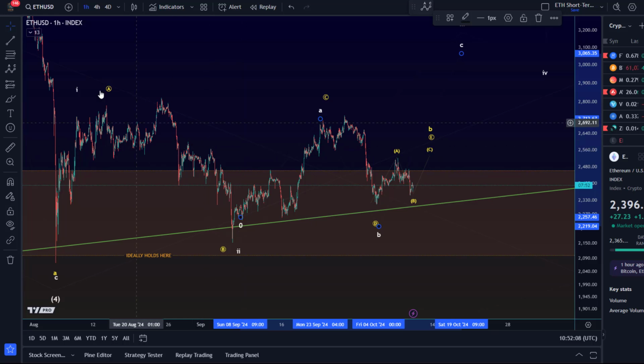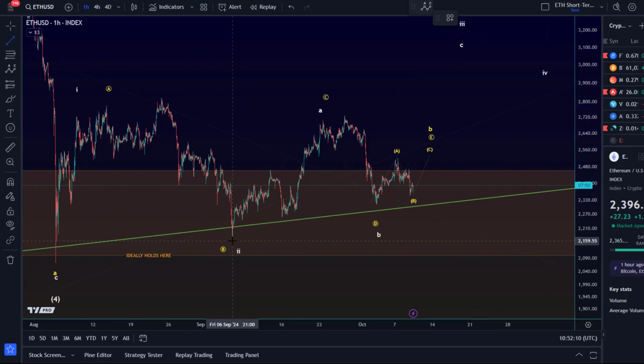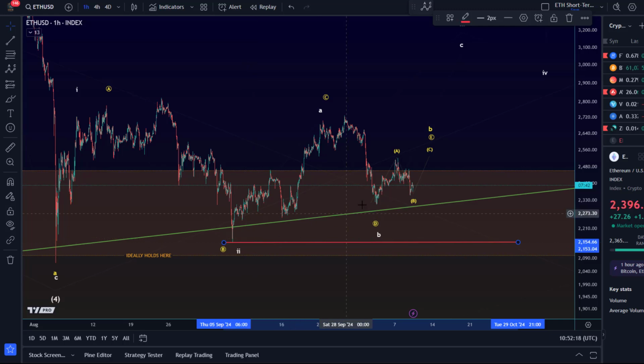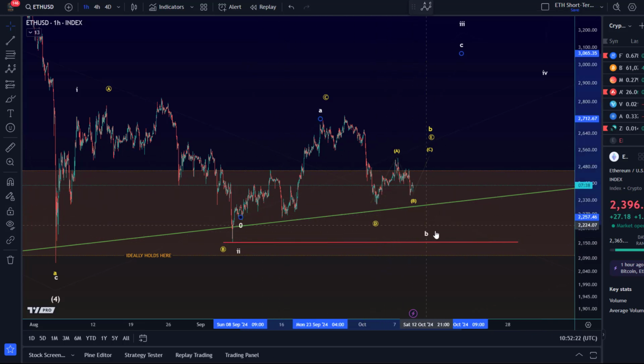The key level for the white count is this one, the September low. So that means the wave count will change below that level, but it would make it less likely. Anything above that wouldn't really make the white count less likely, would just mean the B wave might be a little bit lower, but B waves can do that.